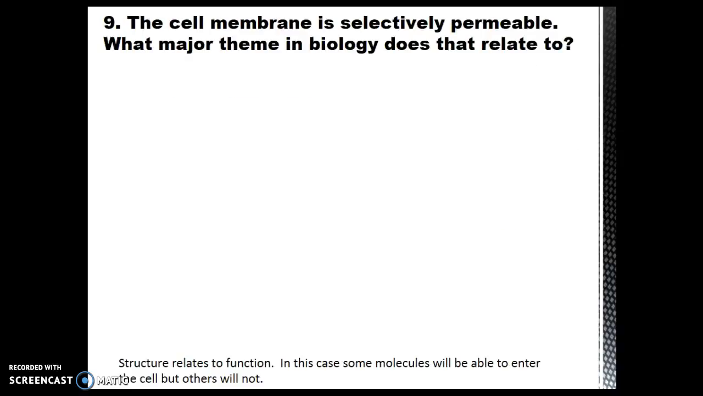The cell membrane is selectively permeable. What major theme in biology does that relate to? Relates to structure relating to function. In this case, molecules are able to enter the cell, but not others. That selectively permeable membrane is going to keep some molecules out, but allow some in, or vice versa. Keep some things inside the cell, but be able to kick others out.